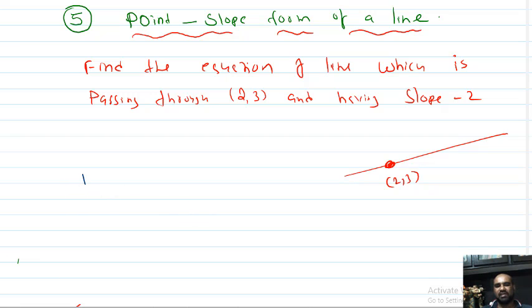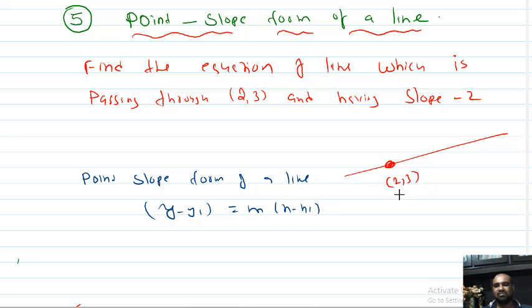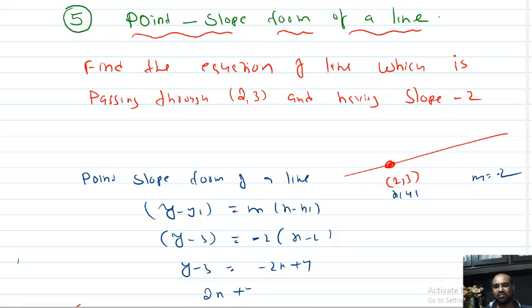Okay. So the point slope form of a line is what? y minus y1 equal to m times (x minus x1). This is acting just like (x1, y1), and m is given as minus 2. Just substitutions only. y minus 3 equal to minus 2 times (x minus 2), or y minus 3 equal to minus 2x plus 4, or, transferring this side, 2x plus y minus 7 equal to 0.